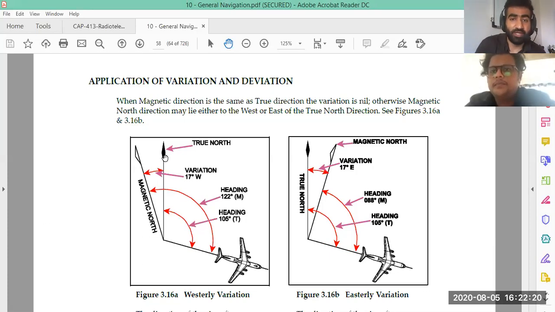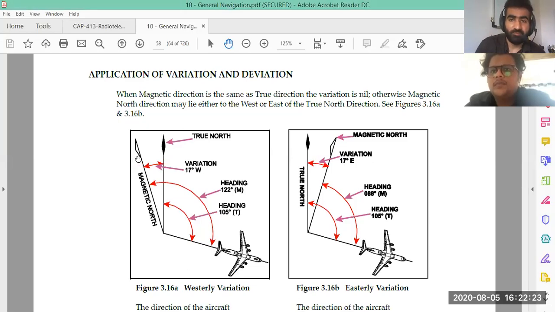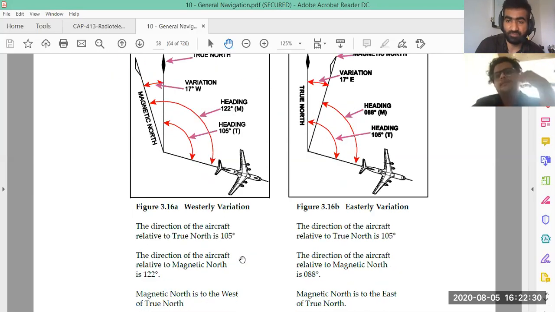See, a full diamond looks like this: true north, a magnetic diamond, which could be on either side, and a compass diamond. They are not showing the compass. So let's start solving.